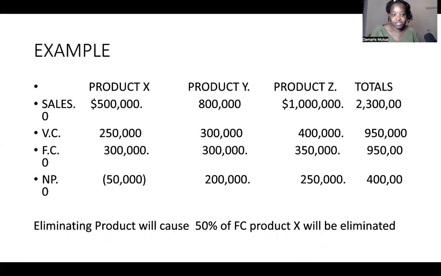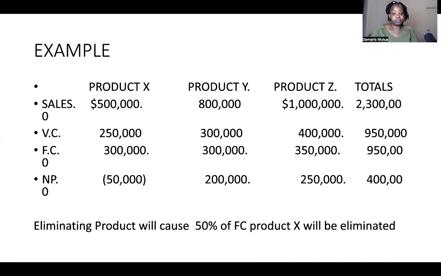We have the sales values, the fixed cost, the variable cost, and the net profit. And from the figures that I'm displaying, you can see product X we're selling at a loss, a negative $50,000. The sales are $500,000, the variable cost $250,000 and the fixed cost $350,000. So by just looking at product X, we're making losses. The marginal costs are more than the marginal revenue.